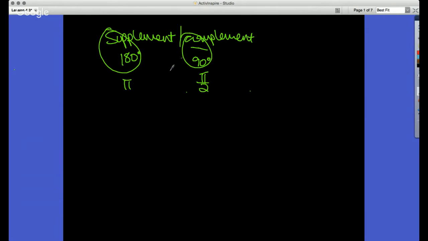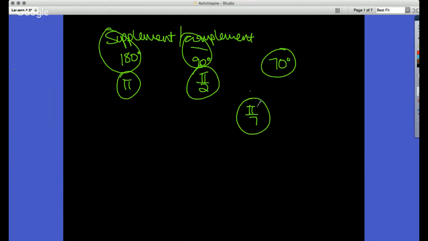so that could also be in terms of radians. If I gave, let's just say, 70 degrees, the complement of that angle would be 20 degrees, where the supplement would be 110 degrees. Okay, that's pretty easy. Now, the other one that may be a little bit of a struggle is if I give pi over 7. I'm going to find the complement by doing pi over 2 minus pi over 7, and I'm going to get a common denominator.